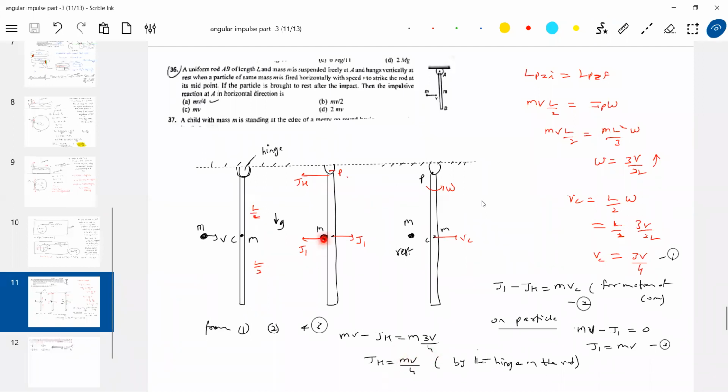Suppose the particle does not come to rest, can we find out this impulsive reaction? Or only when the particle comes to rest can we find it? Yes, we can find it. In that case, we should calculate the velocity v1. To make the problem a little more challenging, we should focus more on getting JH. I made it a test.